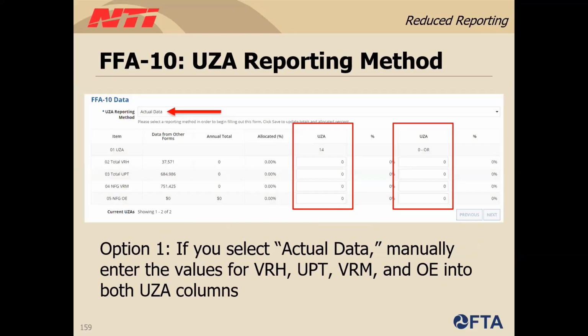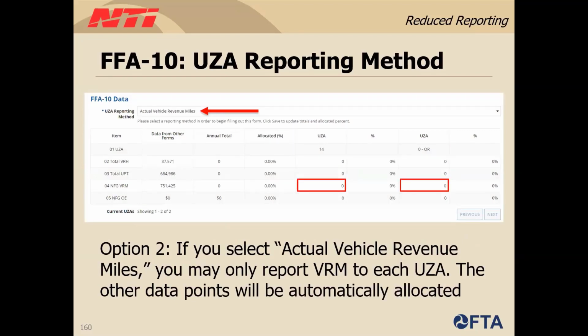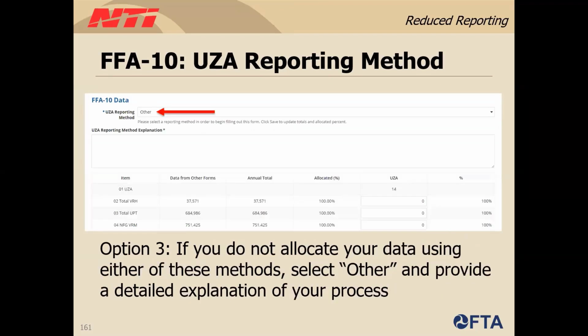If you select actual data, you will need to manually enter the values for VRH, UPT, VRM, and OE into both UZA columns. If you select vehicle revenue miles, you may only report VRM to each UZA. The other data points will automatically be allocated. You will report the amount of VRM in each UZA column. If you select other, allocate your data accordingly and then provide a description of your methodology.